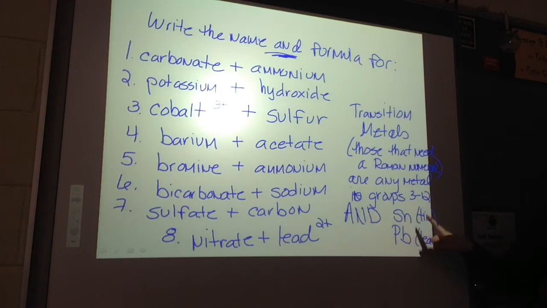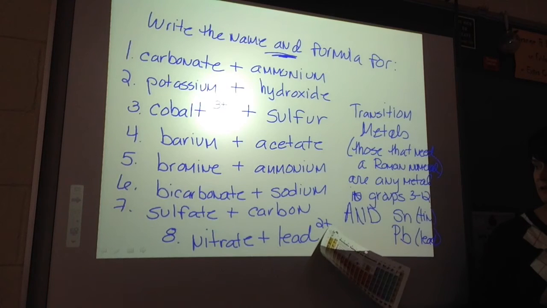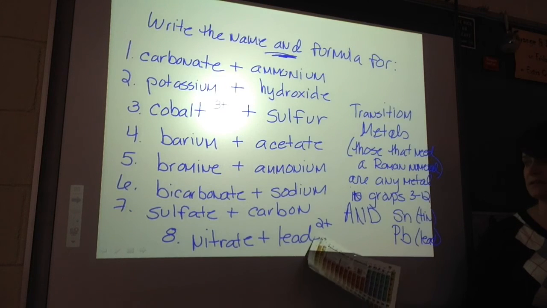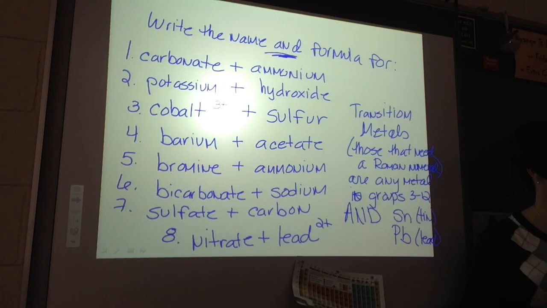And tin and lead. Tin, chemical symbol Sn. Lead, chemical symbol Pb. They are here. They're not in groups 3 through 12, but they act like transition metals. What does that mean? That means they sometimes have 1 valence and 2 valence and 3 valence and 4 valence. Which is why, when I said lead, I told you a 2. What is the name of number 8 going to be? If lead's a transition metal, what's the number 8 name going to be? Lead, 2 Roman numeral, nitrate. You follow?